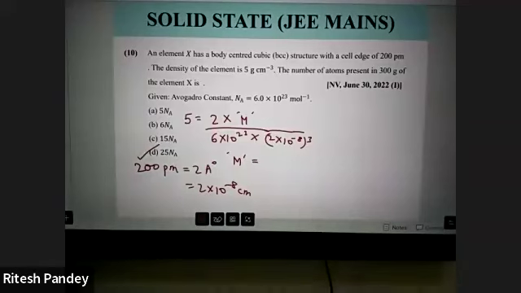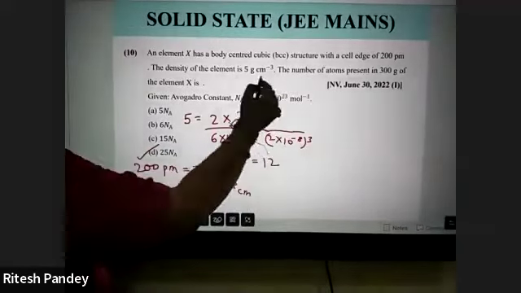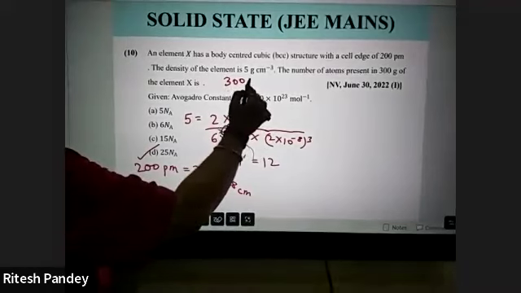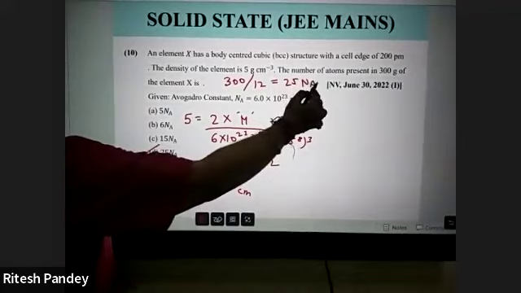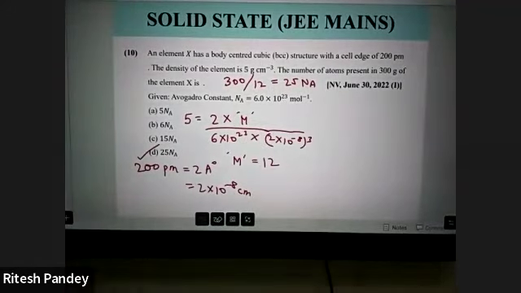So if M is 12, what I need is 300 by 12, and that's going to be 25 moles. D indeed is the right answer.